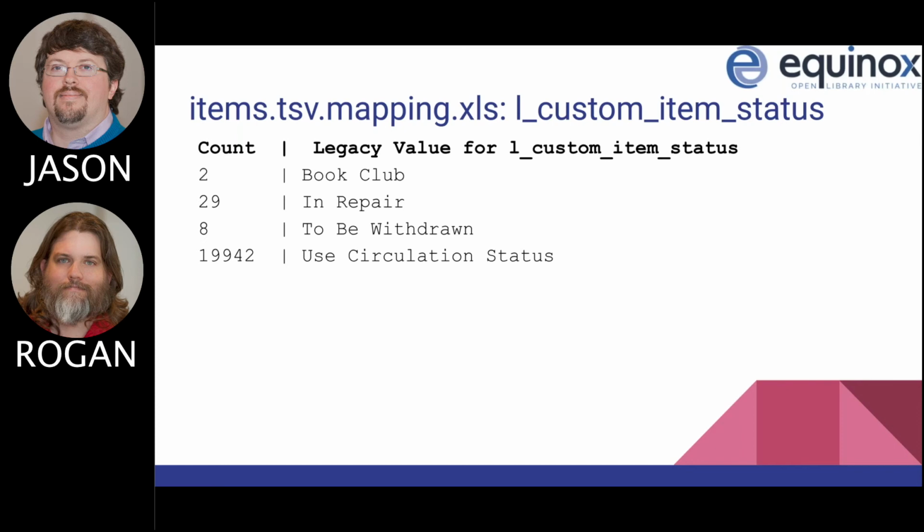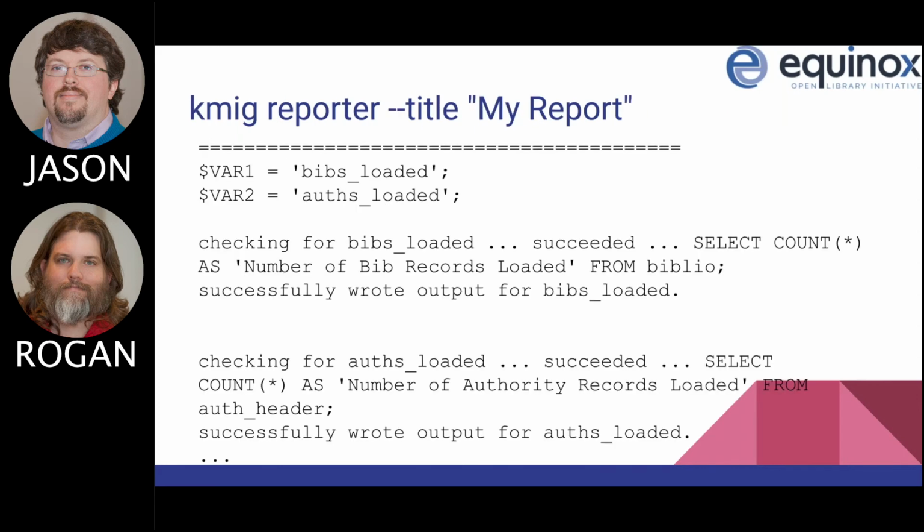And here's a little bit more information that will be in another part of that XLS file, that Excel spreadsheet that's created, and examples of legacy values that are in there. So here you can see that in this column that's being analyzed, 2 of them say book club, 29 say in repair, 8 say to be withdrawn. So again, stuff that allows you quick analysis without having to manually write each query. And like Rogan said, it's great for analysis, but it's also great for seeding a mapping document that can be used by the libraries for mapping their data.